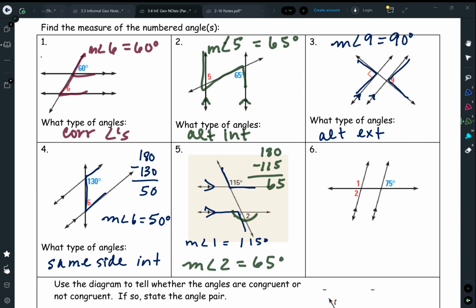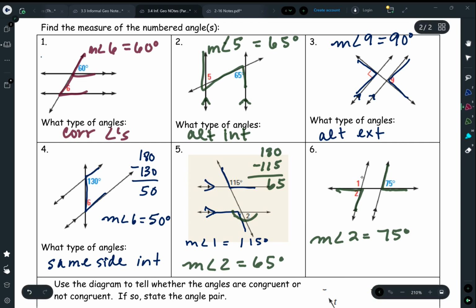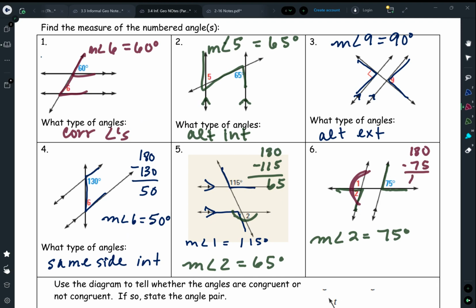We have something really similar for the last one. So on this one, if I look at the 75 degree angle and angle 2, those are alternating exterior. So I have parallel lines, alternating exterior angles are congruent. The measure of angle 2 is going to equal 75 degrees. And then if I look at angles 1 and 2, they are a linear pair, so I need to subtract from 180, and I get 105. And so measure of angle 1 is going to equal 105 degrees. So kind of lots of these angle puzzles today.